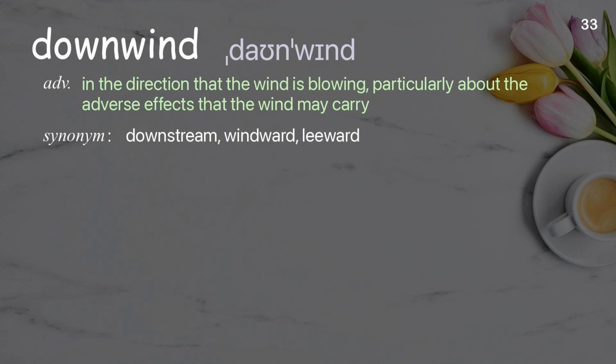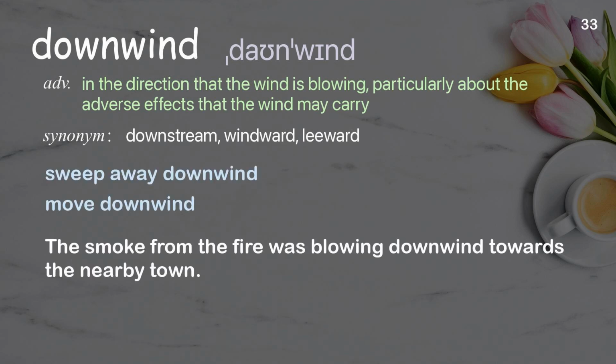Downwind. In the direction that the wind is blowing, particularly about the adverse effects that the wind may carry. Examples: Sweep away downwind. Move downwind. The smoke from the fire was blowing downwind towards the nearby town.